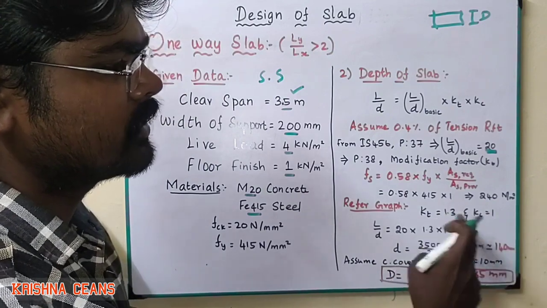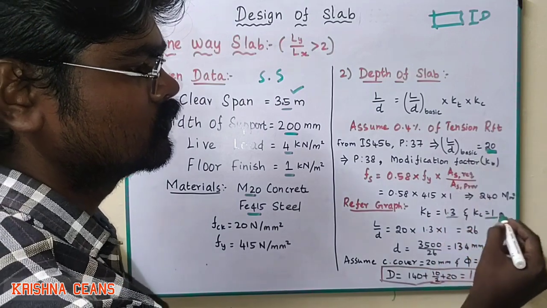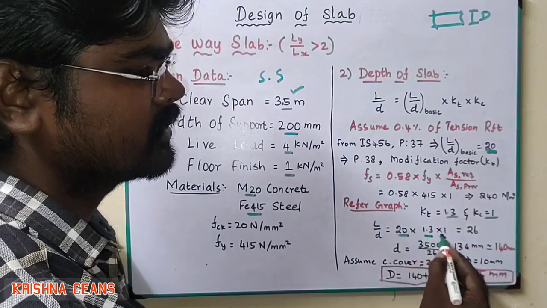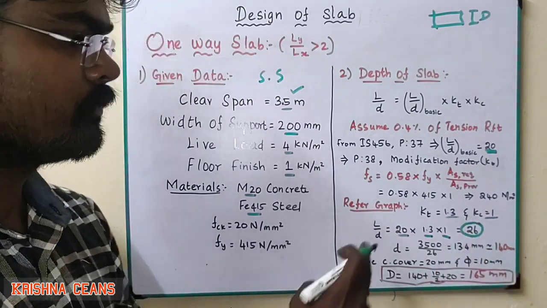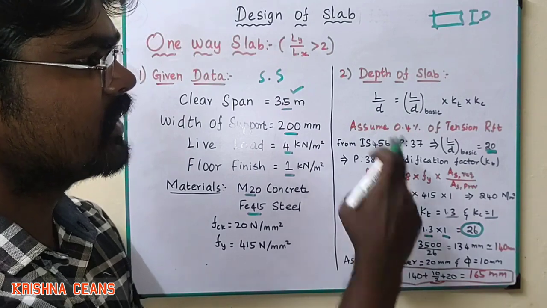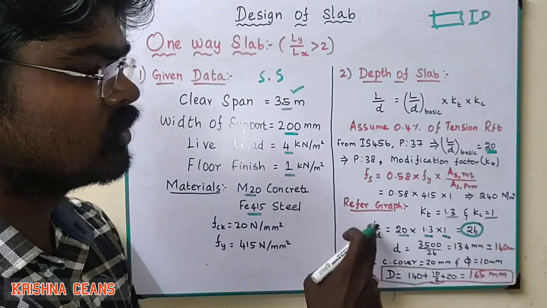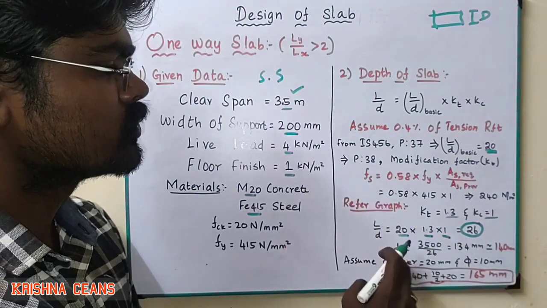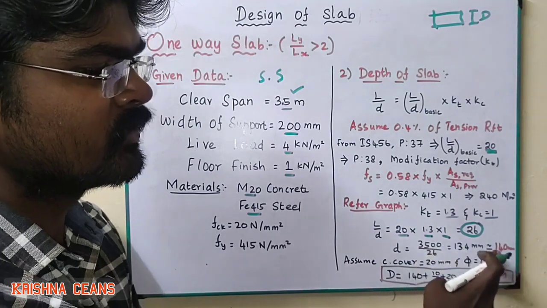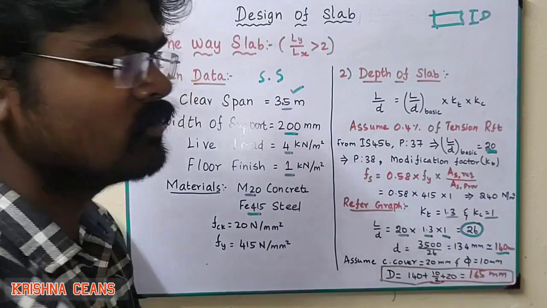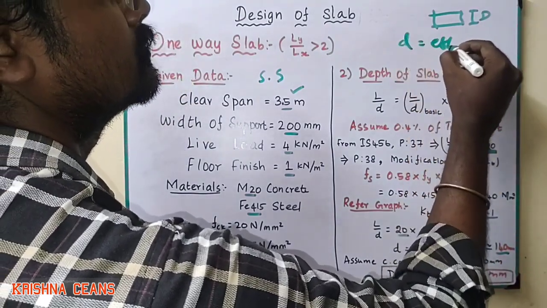So kt is 1.3, kc is 1, L by D basic is 20. So 20 into 1.3 into 1 is equal to 26. Now you can easily find the L by D value. L divided by D equal to 26. We know the L value, that is 3.5. So D equal to 3500 divided by 26, which is equal to 134 mm. We will consider approximately 140 mm. So D is the effective depth.